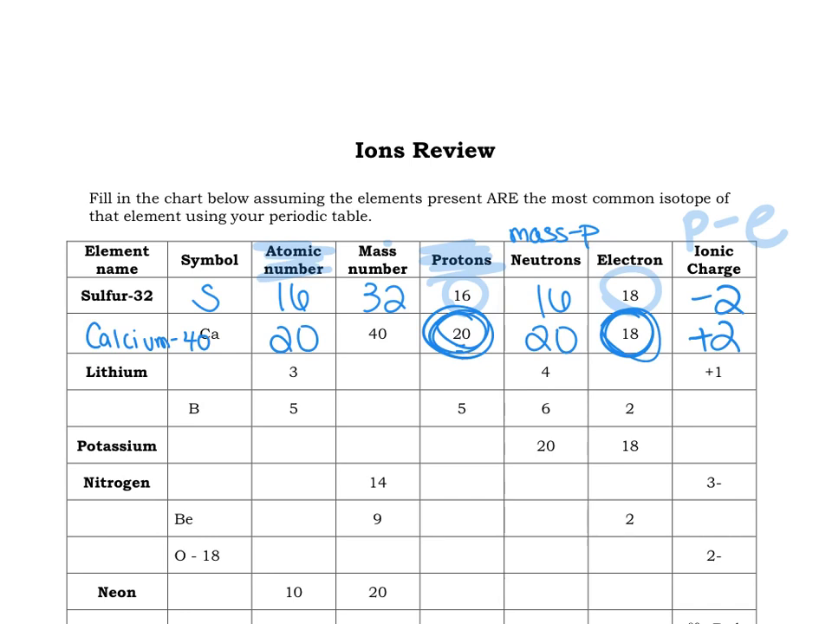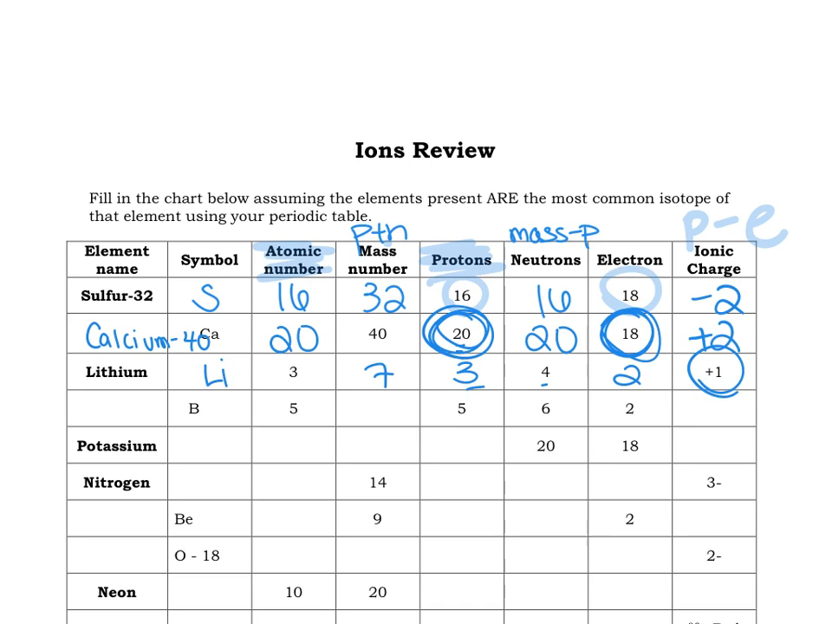Okay. Lithium we know is Li. Atomic number is 3, so I have 3 protons. This time I don't have mass numbers, so I need to do protons plus neutrons. 3 plus 4 gives me 7. Now my charge is a +1, so that means I have 1 more proton than I do electron. So what's 1 more proton than electrons? Well, 3 is greater than my electrons by 1.